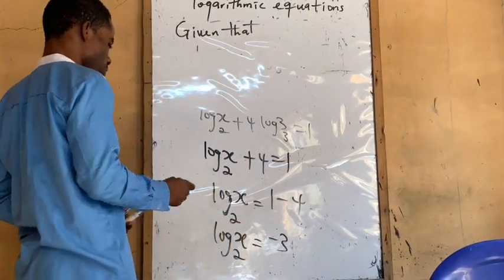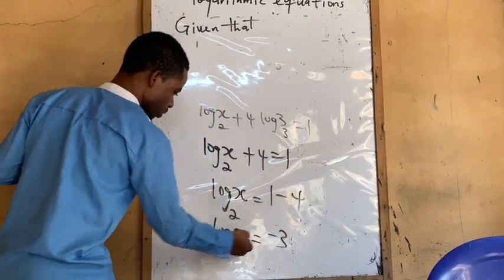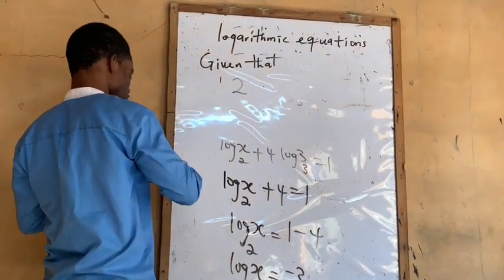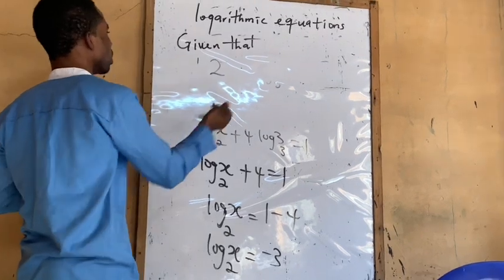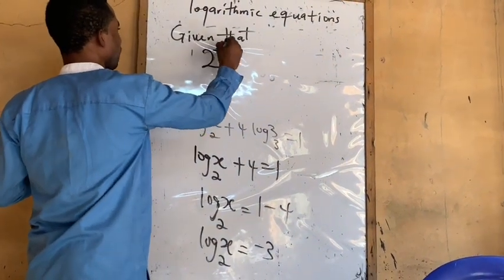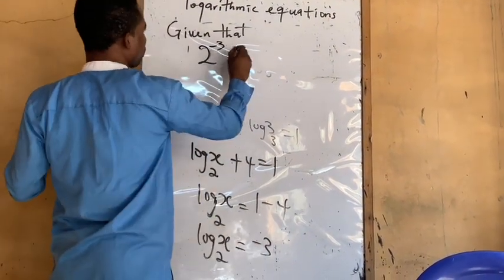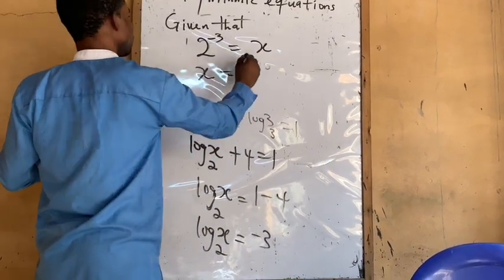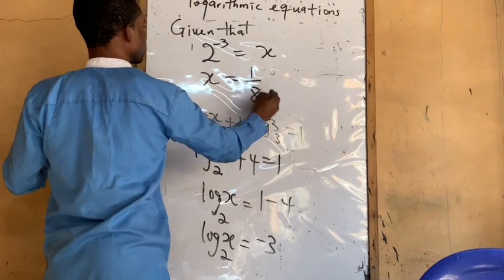How do I change my logarithm into indices? Like I told you, bring this one here, bring this one out. It's going to be 2 raised to the power minus 3 equals x. And what is that? That is 1 over 8.